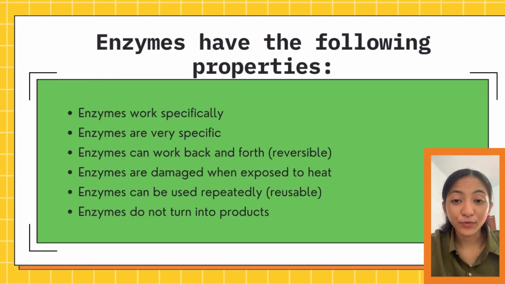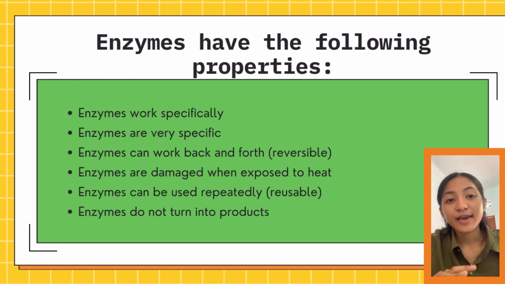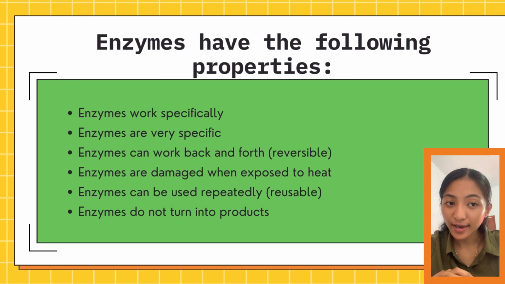Enzymes have the following properties. Enzymes work specifically. Enzymes are very specific. Enzymes can work back and forth, or are reversible. Enzymes are damaged when exposed to heat. Enzymes can be used repeatedly, or are reusable, and are not turned into product.